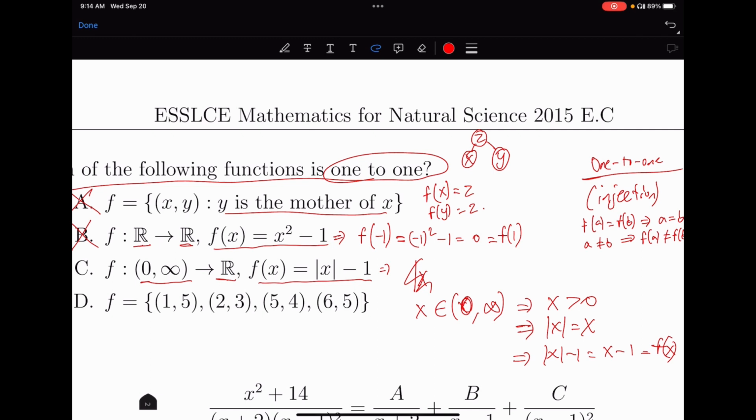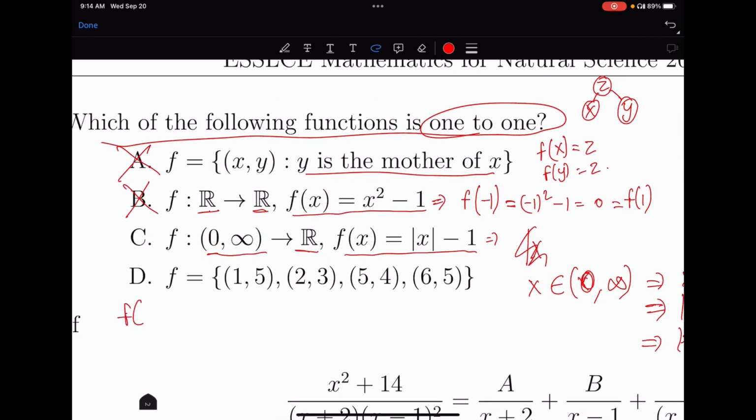So x minus 1 is a linear function, and we know that linear functions are injective, they're one to one. In fact, we can even prove this. Let's assume that f of a is equal to f of b, and we can arrive at the conclusion that a is equal to b. This implies that the absolute value of a minus 1 is equal to the absolute value of b minus 1, which implies the minus 1 cancels, so the absolute value of a is equal to the absolute value of b. But since both a and b are positive numbers because of the domain of the function f, a would be equal to b. Therefore, the function f is injective, or one to one.